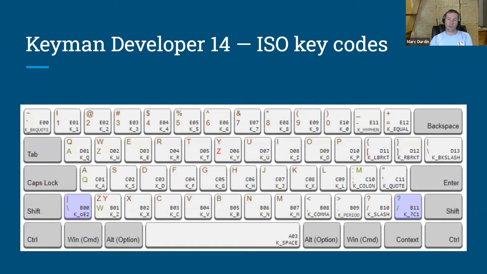We've also added support for ISO key codes. So traditionally, Keyman used the K underscore key codes to describe the keys on the keyboard, which relates to the US English layout. That's fine for people working with US English. For other layouts, that's quite confusing because you have to say KQ, but the keycap actually says A. So you can now also use the ISO codes, which have a letter like the letter D for the fourth row, and then a number 01 for the first key across, and D02 and so on and so forth.